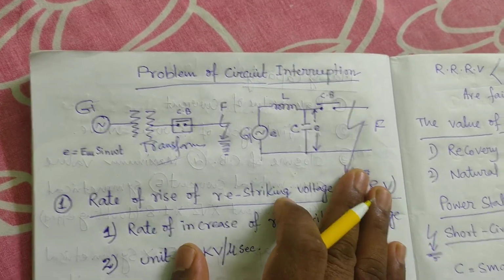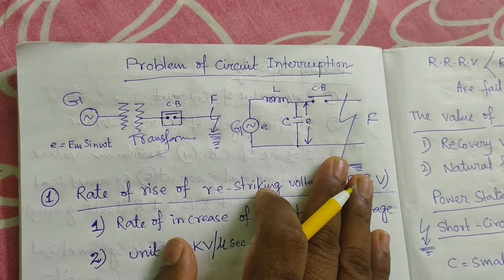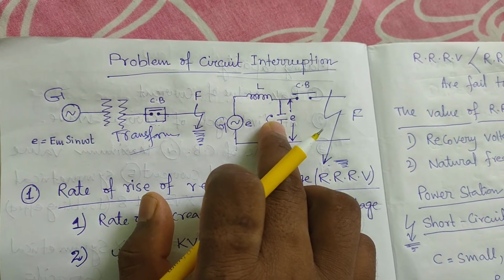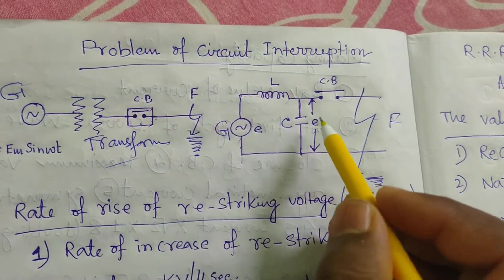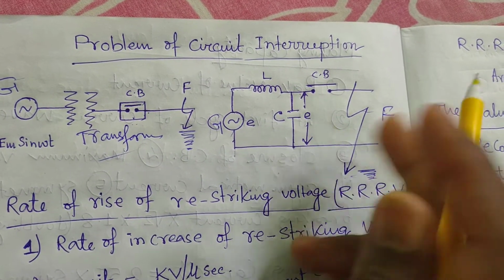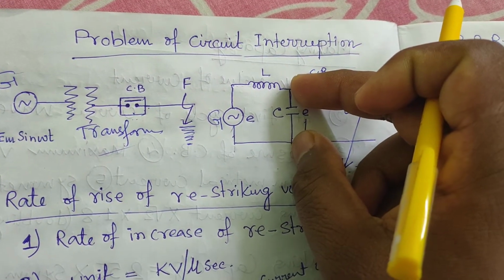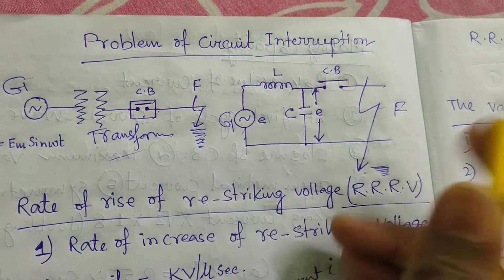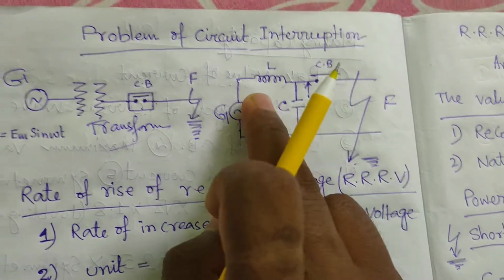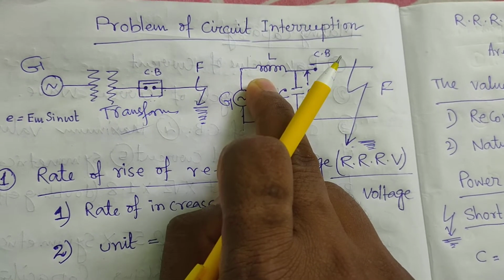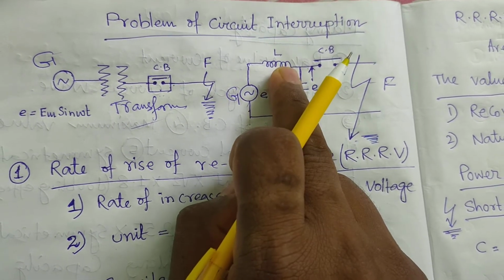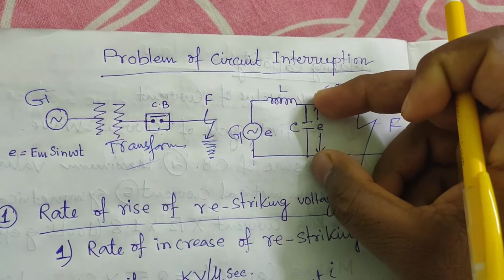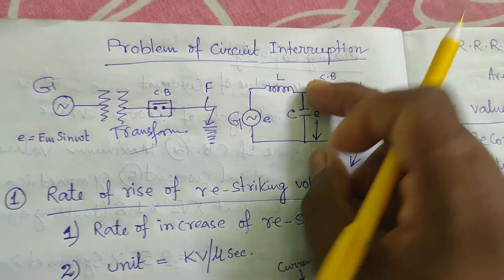The power system contains an appreciable amount of inductance and capacitance. When a fault occurs, the capacitance will be short circuited and a huge amount of fault current will flow. The huge fault current will be limited by the inductance. So by the help of the inductance the fault current will be limited, and when the fault occurs, the capacitance will be short circuited.